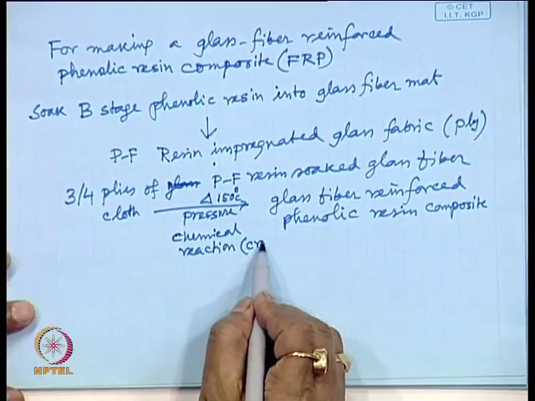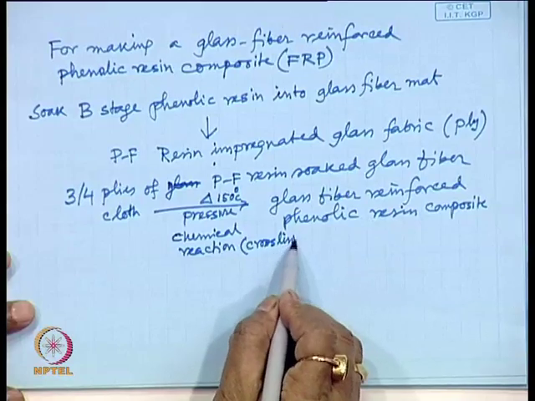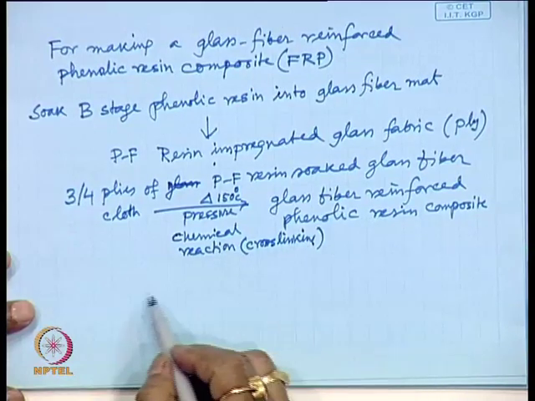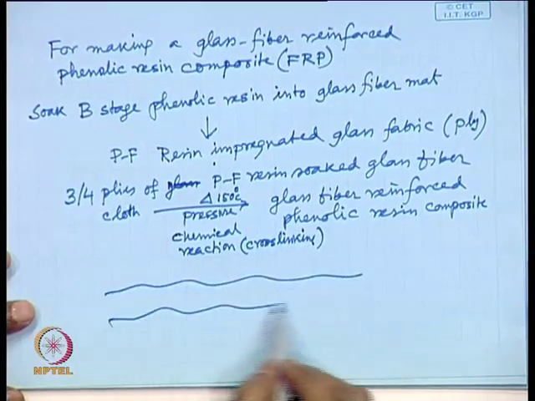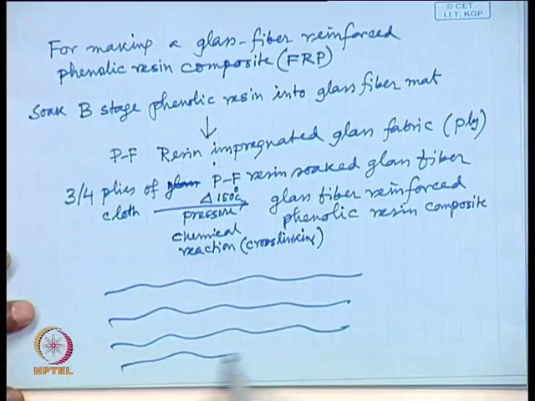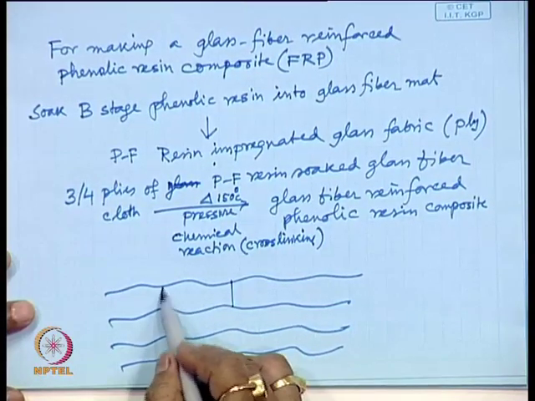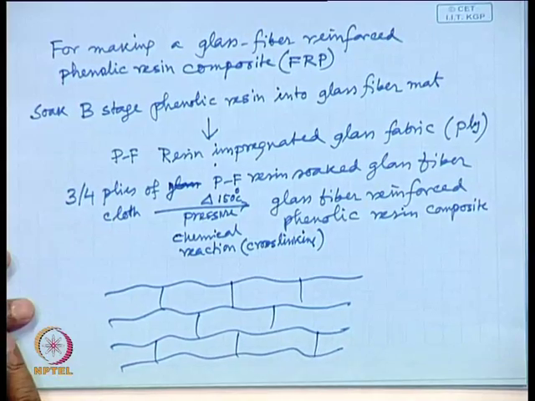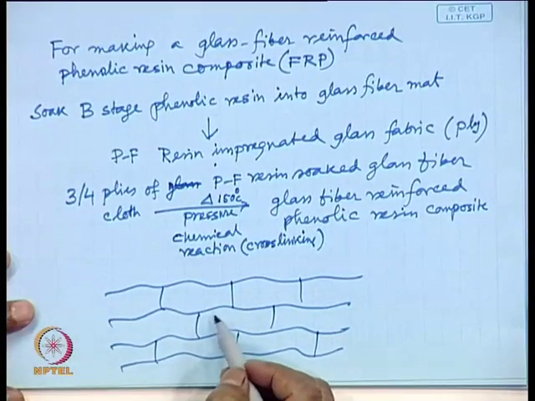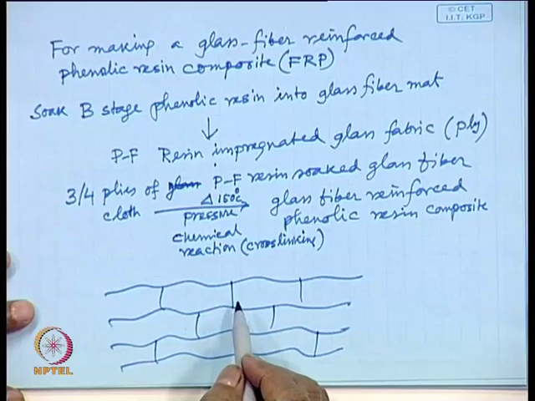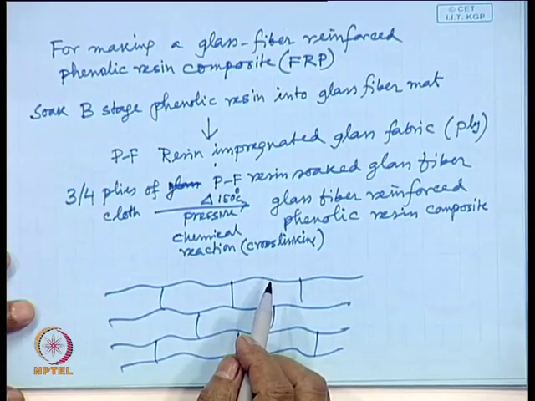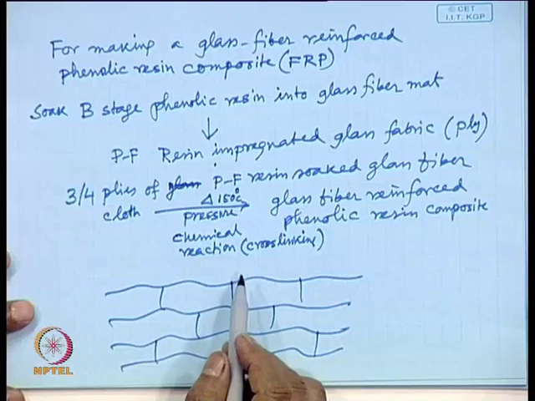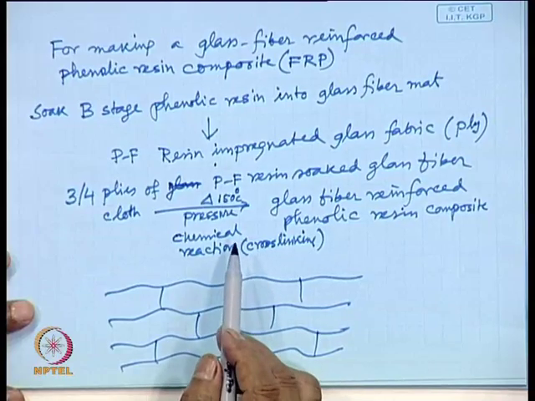Which is known as cross linking, and the morphology will be a 3-dimensional network as I have mentioned. And the cross link density of this kind of polymer system will depend on how much cross linking agent is used or how much reactive functional groups present in the B stage resin.